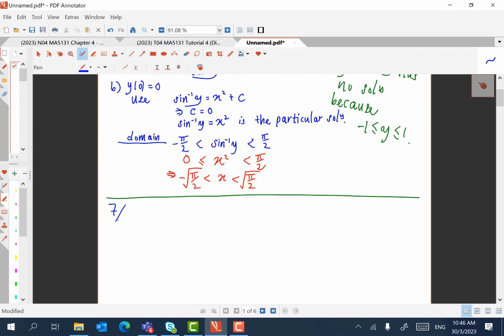Number 7. You read question number 7. In this case, they talk about population growth. It says the population growth grows in tandem with the population that you have. So they are trying to tell you this equation, and it's growing at 4%.